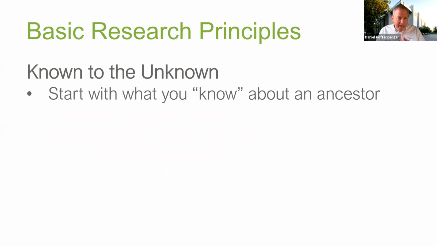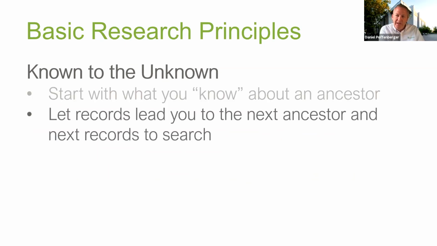There's an old genealogical adage: known to the unknown. You need to work from the known to the unknown. This means that you start with what you know about an ancestor. Now I realize sometimes it's hard to know what you know about an ancestor, but the records should be guiding you that way. Then these records should lead you to the next ancestor and the next records to search. There are a lot of family traditions that tend to be partially true, but you don't always know where that truth is.